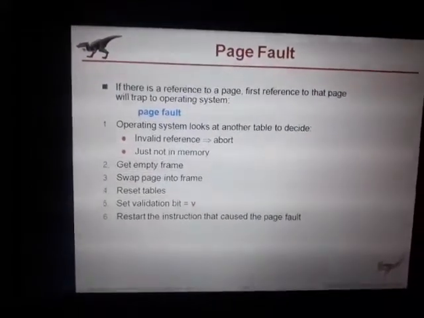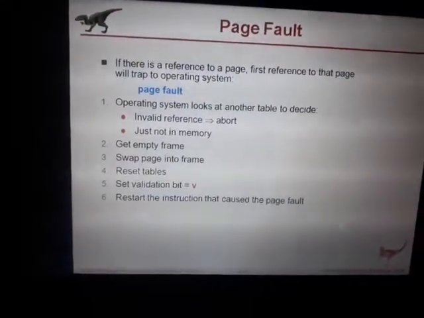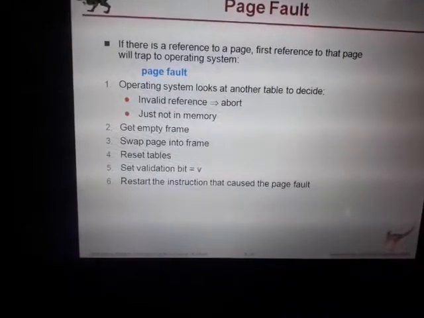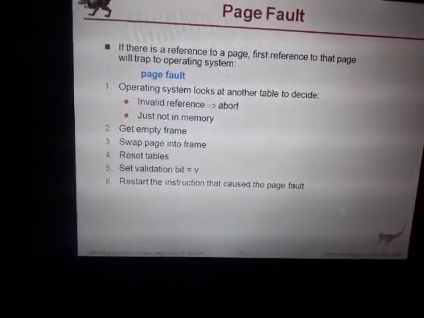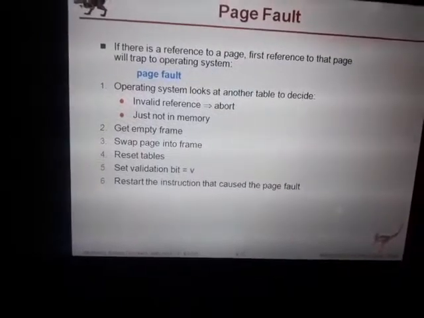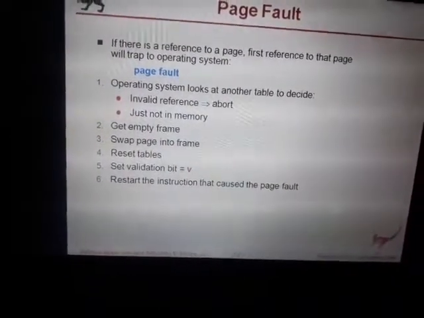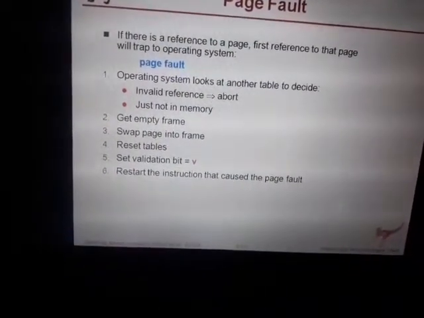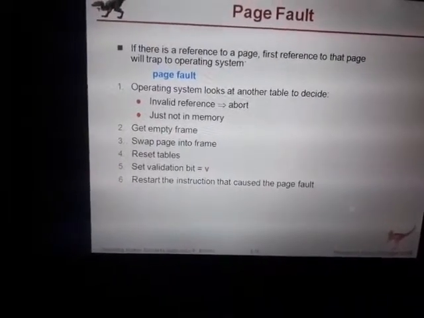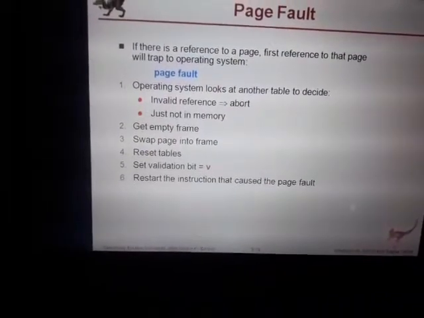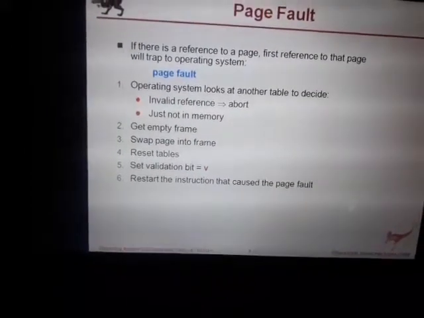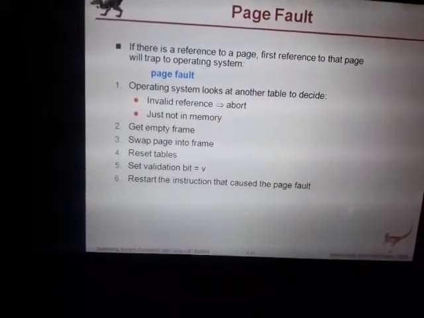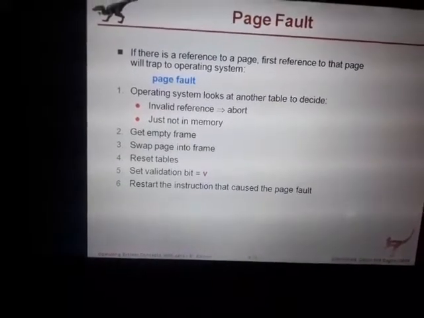Page fault. If there is a reference to a page, the first reference to that page will trap to the operating system, that is nothing but the page fault. The operating system looks at another table to decide: invalid reference, then abort, and if it is just not in the memory, then the particular page has to be brought back to the memory. Get an empty frame, swap the page into the frame, reset the table, set the validation bit, restart the instruction that caused the page fault. So these are certain steps.